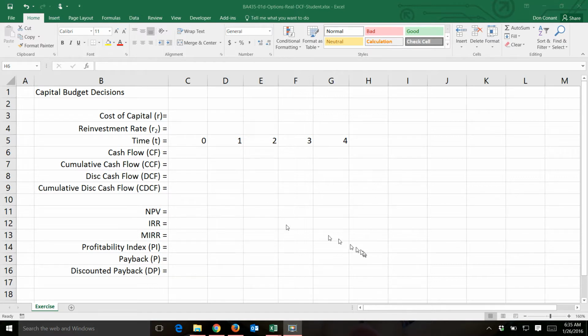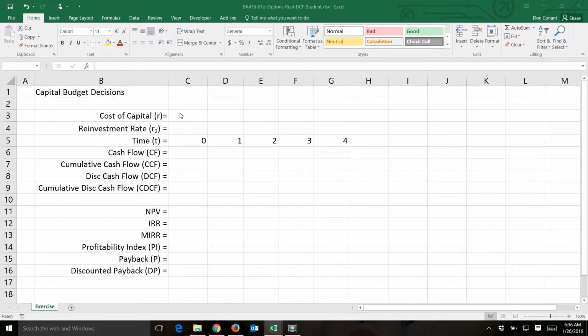If you don't have your workbook set up like this, and I start, notice here in column B, I leave column A open. There's a reason for that. Go ahead and pause the video and set your worksheet up like this.